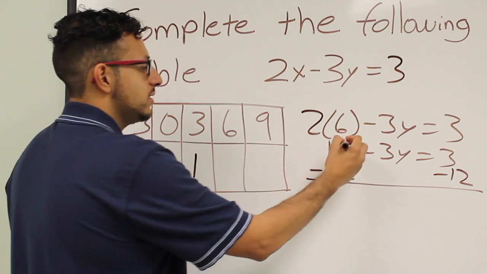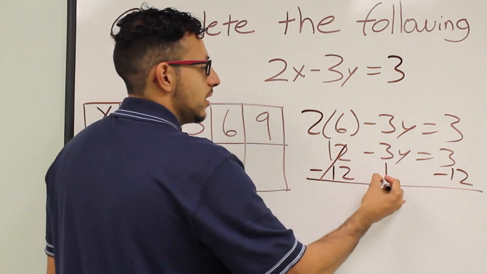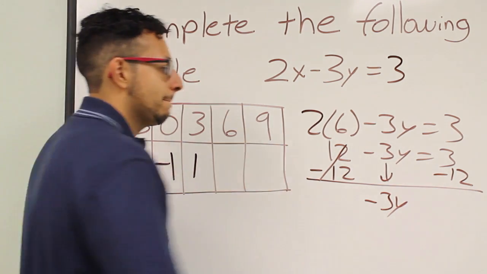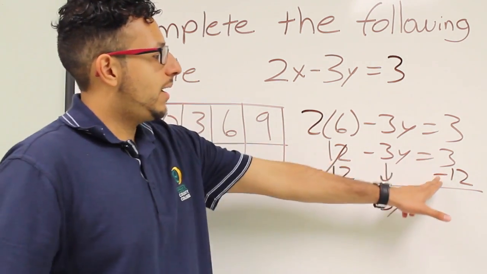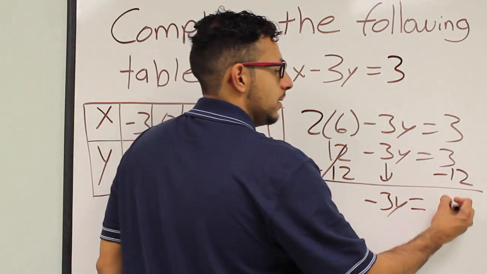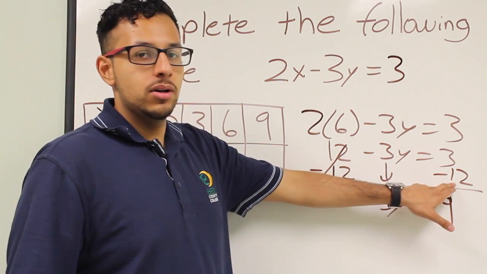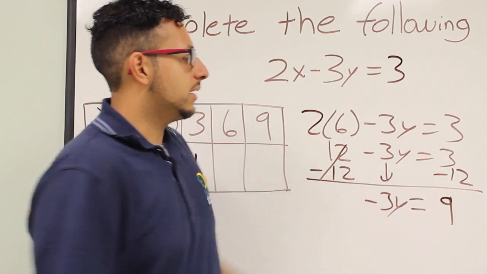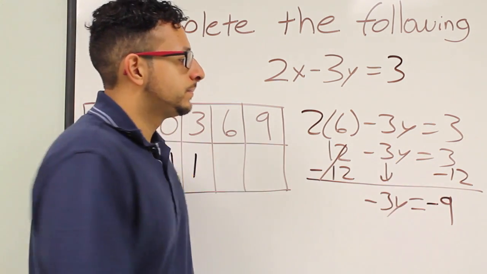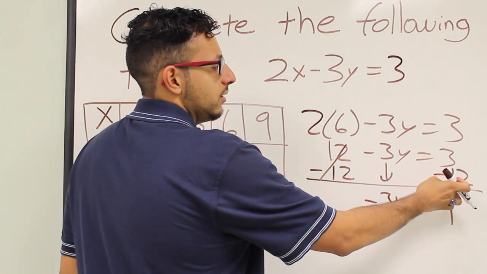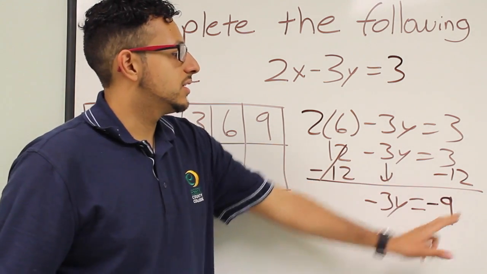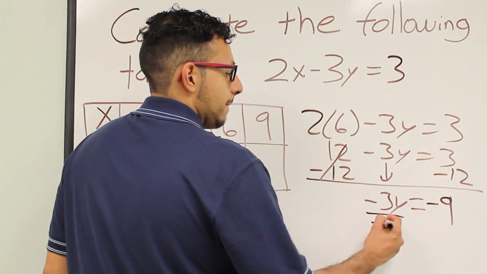So 12 minus 12 is 0, so that cancels out. Negative 3y stays on this side, is equal to 3 minus 12. So this is just 12 minus 3, which is 9, but 12 is the higher number, so it stays negative. That's the rule. When you subtract 3 minus 12, we know that 12 is higher, so since this is negative 12, it stays negative, and 12 minus 3 is 9. And now we should divide by negative 3 again.